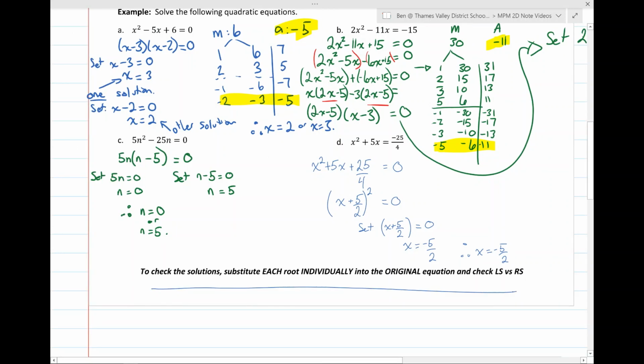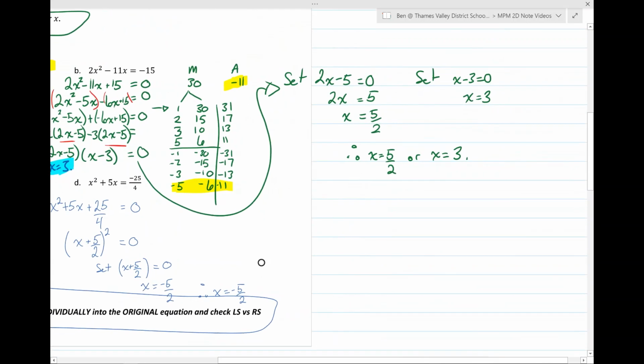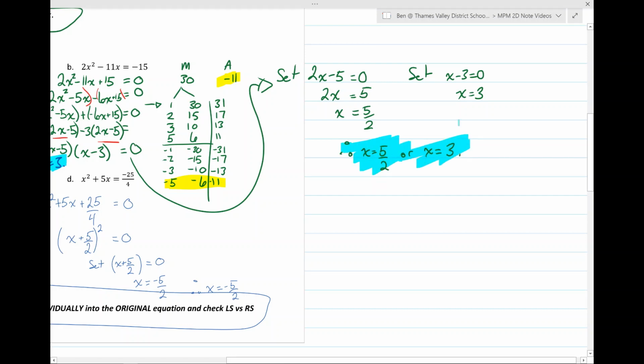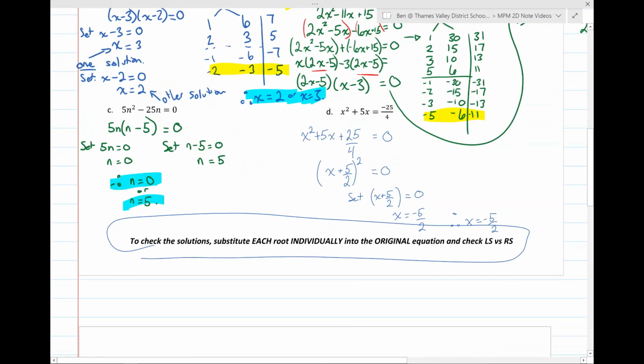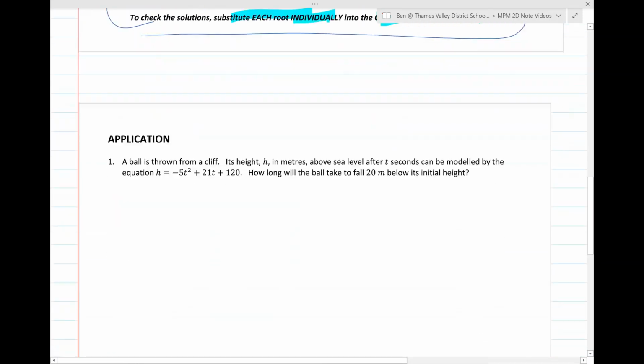Now, as a double check, what I do encourage you to do as a bit of practice work here, substitute each of these roots that we've just found, right? So in 1a, we found x equals 2 or x equals 3. In 1b, we found x equals 5 over 2 or x equals 3. In 1c, we found n equals 0 or n equals 5. And then example 1d, we found x equals negative 5 over 2. So I would like you to substitute each of those roots individually into their original equations. So those are the equations that we were given. And then double check your left side and right side. Double check to see that both sides are equal.